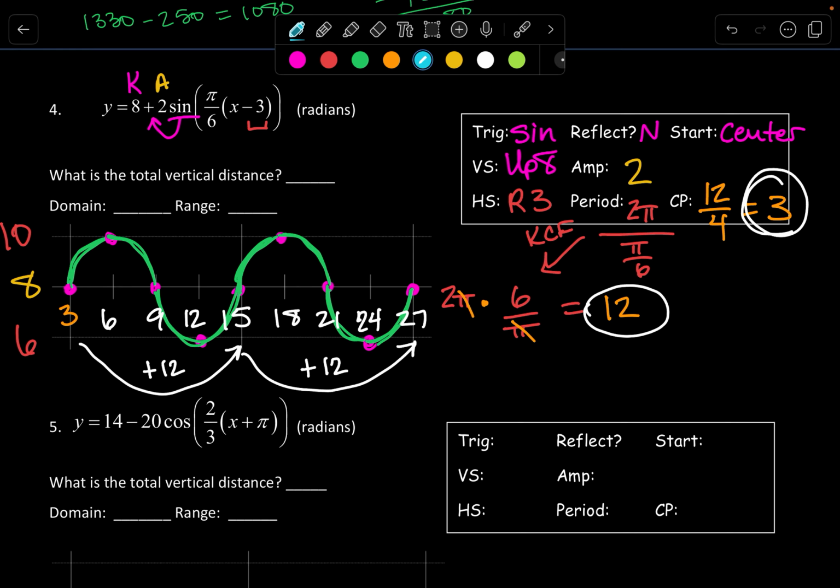My total vertical distance comes from these numbers on my y-axis. It comes from going 6 to 10. Gives me a vertical distance of 4. Gives me a range of 6 to 10. And I have a domain of all real numbers.